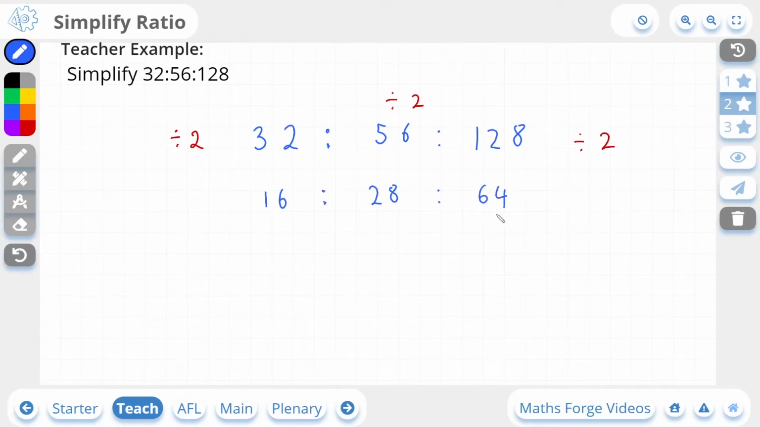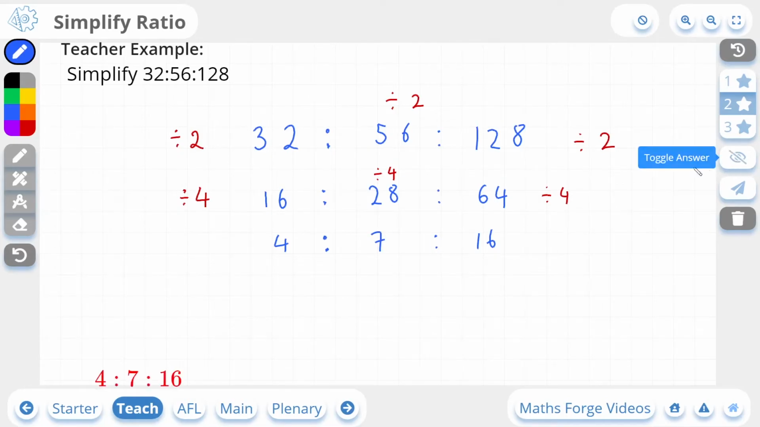And this is still not fully simplified. I can still divide all of these numbers by another number. I can divide it by 2, but I've seen that 4 can also divide into all of these numbers. You want to try and break up your ratios by dividing with the highest possible number. In this case, I'm going to go for 4. So we're going to divide each part of this ratio by 4. This leaves us with 4 to 7 to 16. Now at this stage, even though you can divide 4 into 4 and into 16, because you can't divide 4 into 7, you can't simplify this any further. So this is our ratio simplified fully. And if we check our answer, there it is.